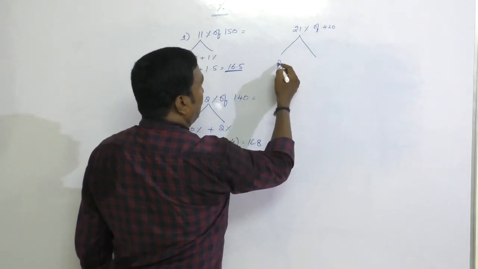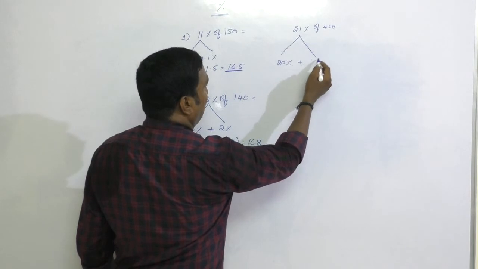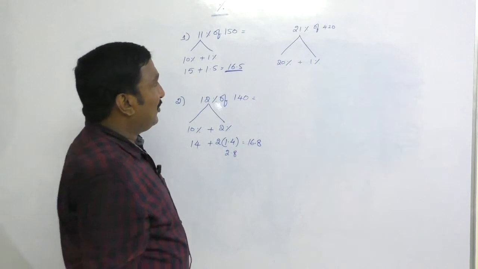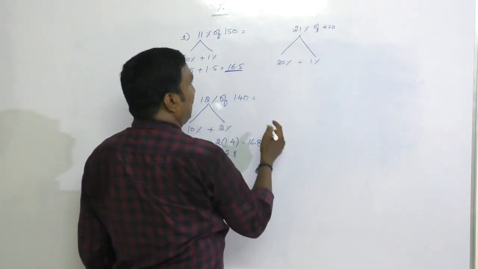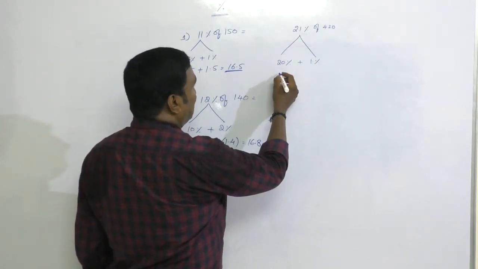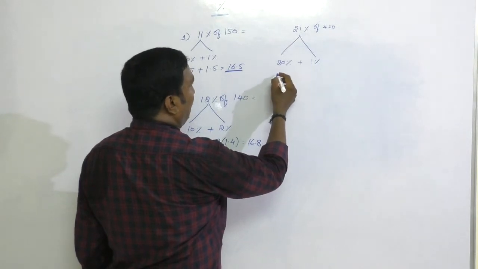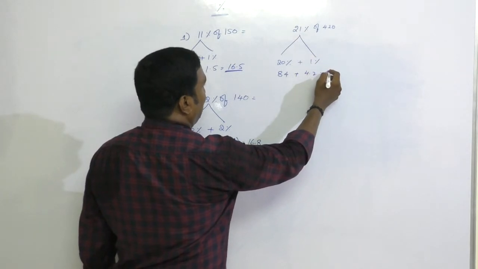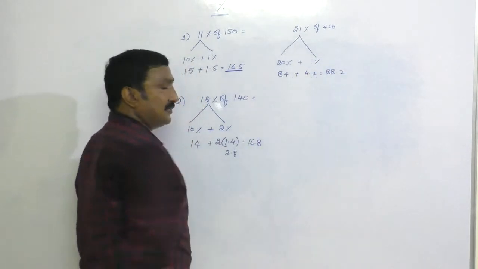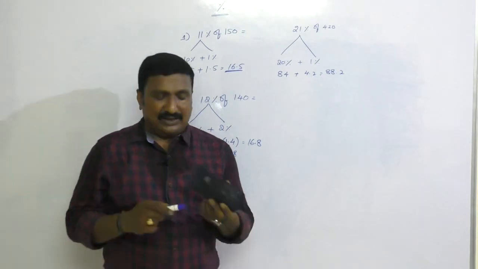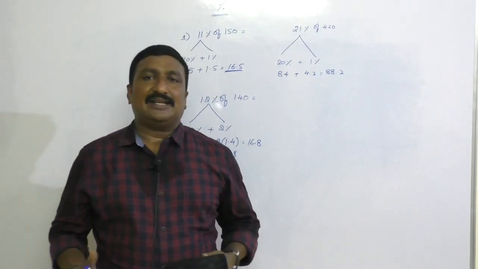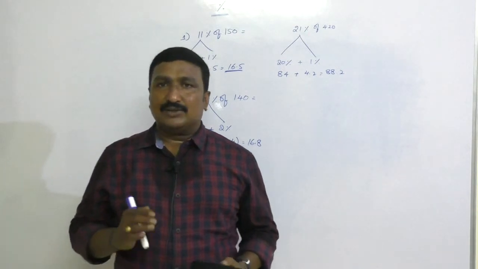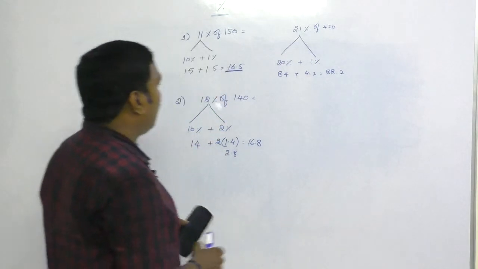21% can be written as 20% plus 1%. Okay friends, so 20% of 420 is equal to how much will it come? 10% is equal to 42, so 20% is 84. 1% of 420 is equal to 4.2, so the total is 88.2. Okay friends, like that we can calculate 23%, 33%, 44%, like that any number of times we can calculate, right? So there are some certain values we can calculate very easily.